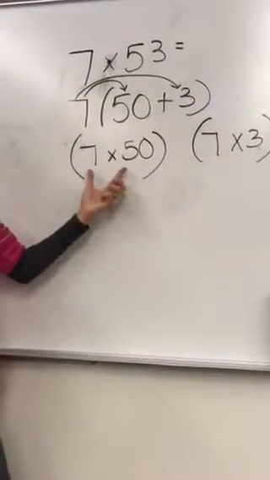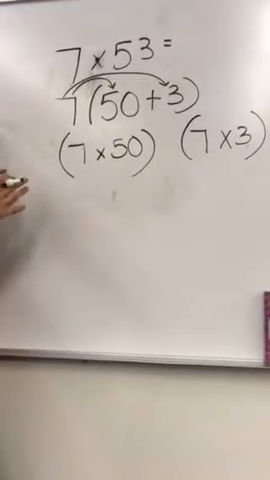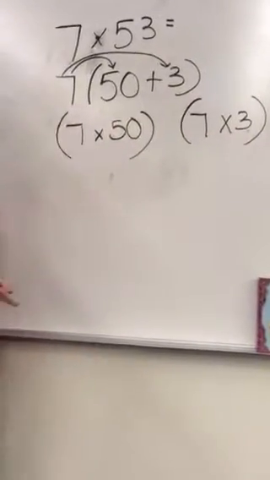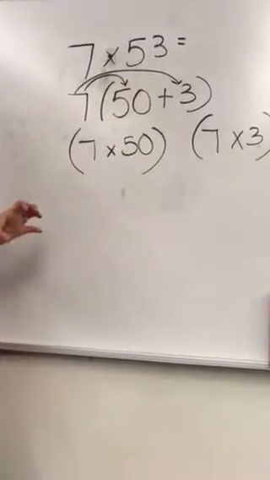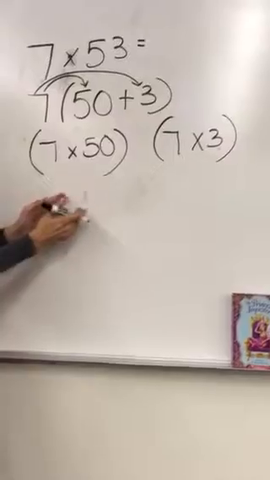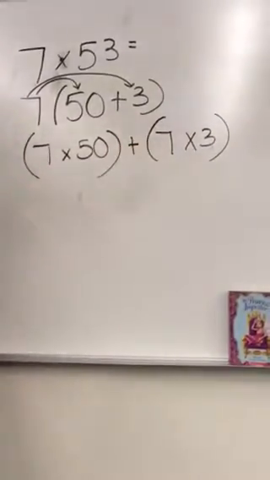Now this is my tens product. This would be the same equation that would be in my tens section of my area model. And this is my ones product, the same equation that would be in the ones section of my area model. And when I get done, I'm going to have to add these two together to get my total product. So I'm going to put a plus sign there.